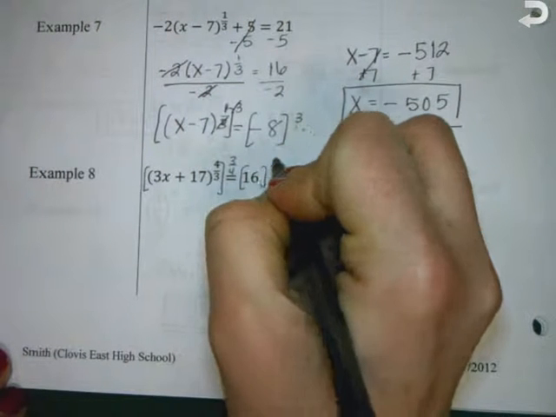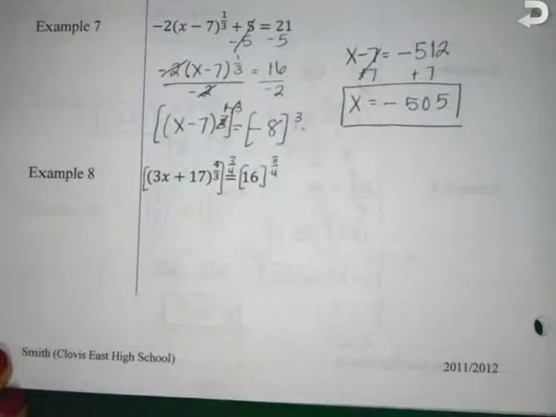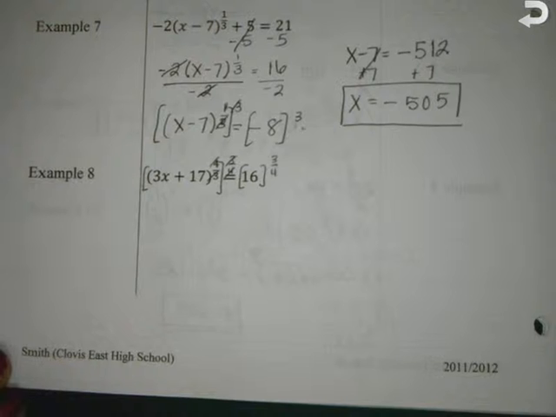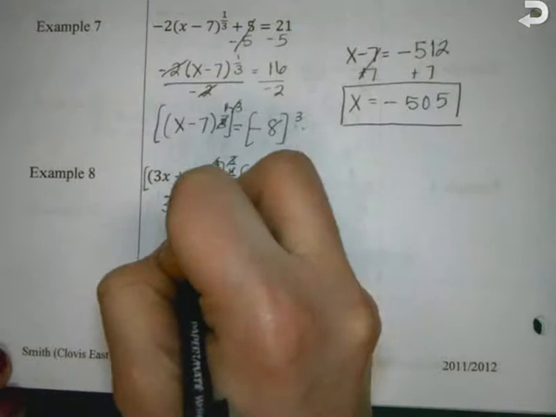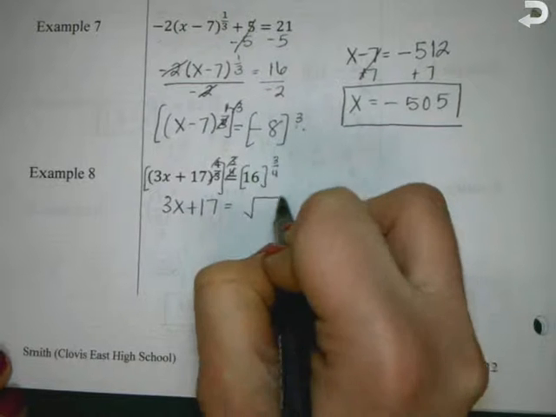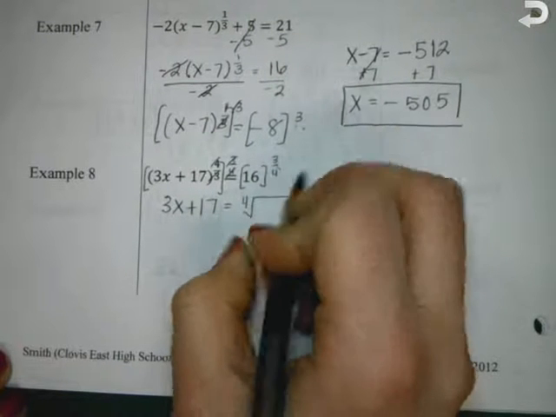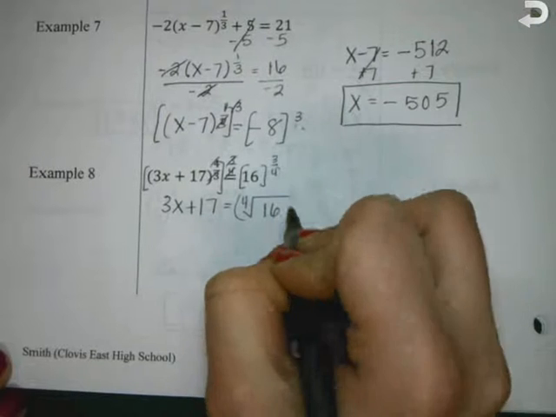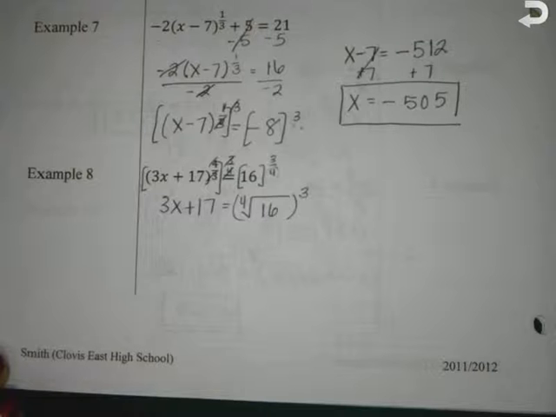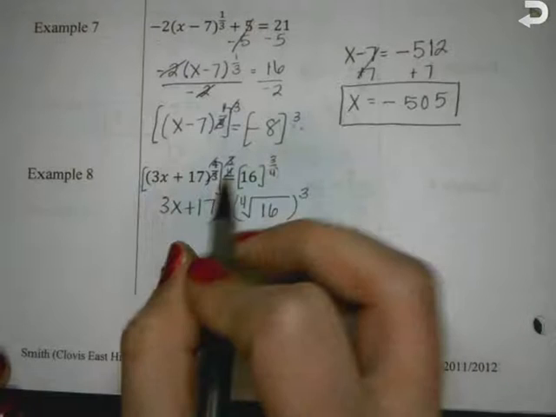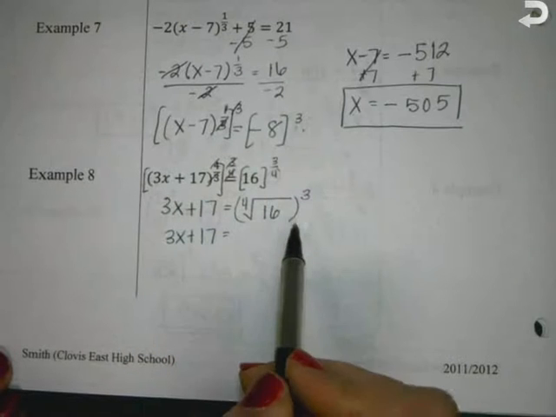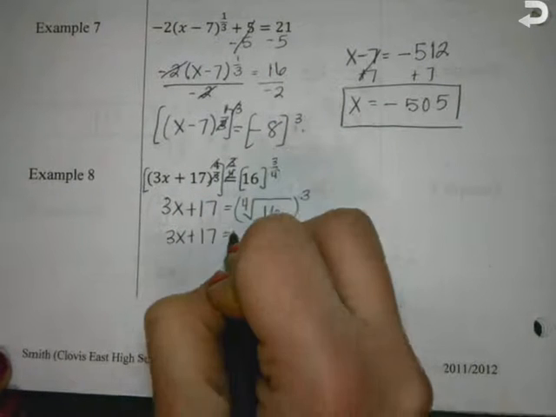So we get 3x plus 17 equals, let's rewrite this. My index is 4, so I'm taking the 4th root of 16 and then raising that to the 3rd power. So this is 3x plus 17 equals, what's the 4th root of 16? 2 to the 3rd. So 3x plus 17 equals 2 to the 3rd, 8.